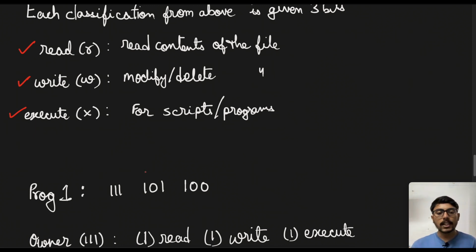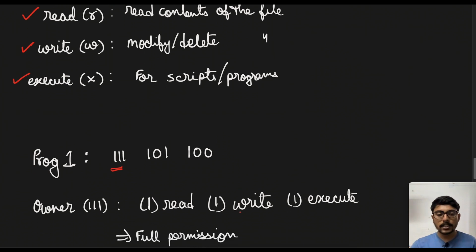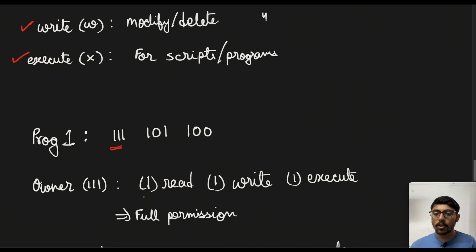So if we see the first 3 bits, it will denote the owner, as I mentioned previously. So owner has 1 1 1. The first bit is read, the second bit is write, and the third bit is execute. As you can see, all 3 bits are set. This means that the owner is enjoying full permission to this particular program.